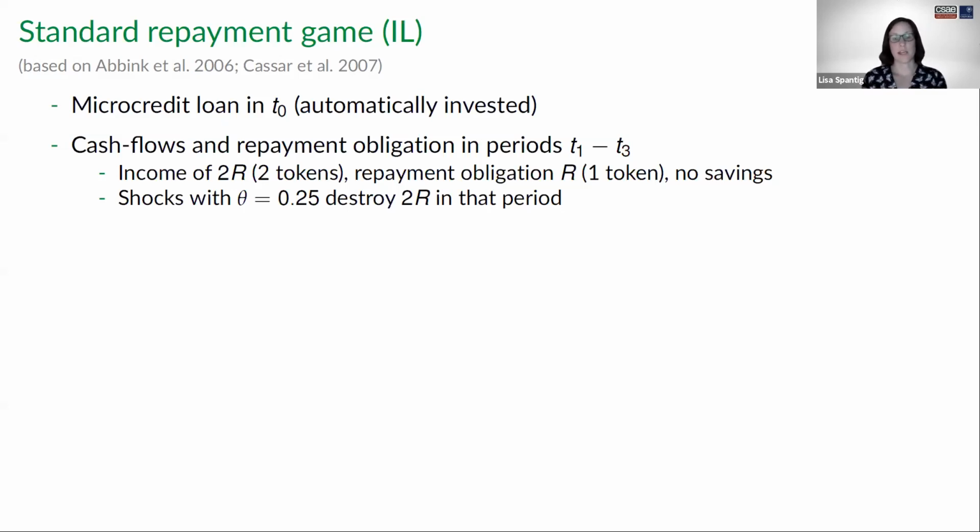So we will have an income of 2R, which in our experiment is symbolized by 2 tokens, and a repayment obligation of 1R. There is no savings, so whatever you don't spend in one period, you cannot use in the next period. We also have, and this will be important, the shocks that will destroy, with a quite high probability of 1/4, the entire income of the period.